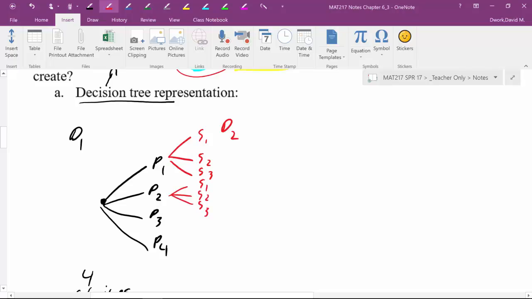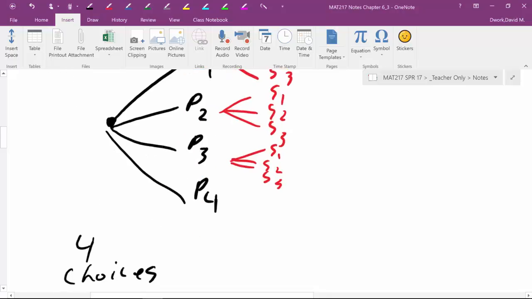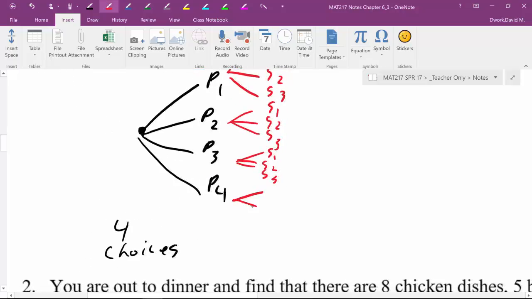I'm running out of space very quickly. And so on and so forth for shirt 1, shirt 2, shirt 3. Can I get this any bigger? Give myself some more space. Not really.